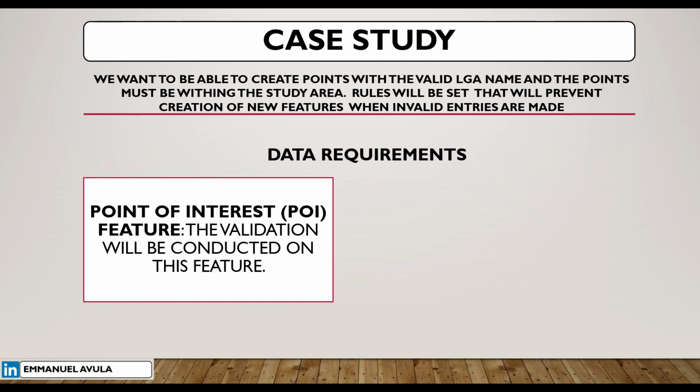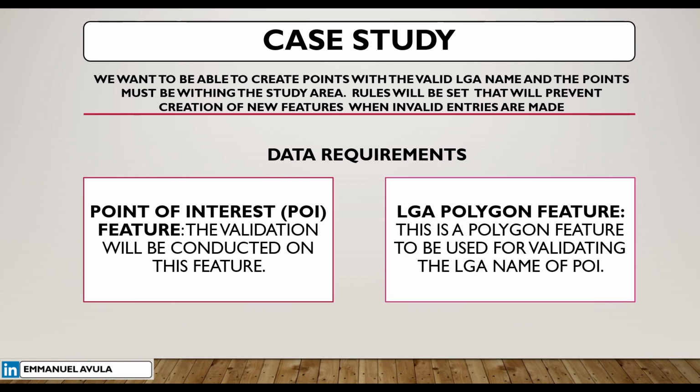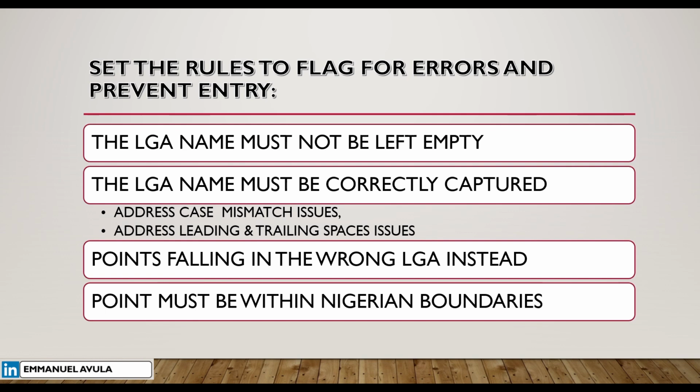So what are the data requirements for this project? We'll have our point of interest as usual, and then we will have a local government polygon feature that will be used to validate the point of interest. These rules to be set will ensure that the local government name, when creating the point of interest, will not be left empty. We'll also ensure that the correct local government name is captured.